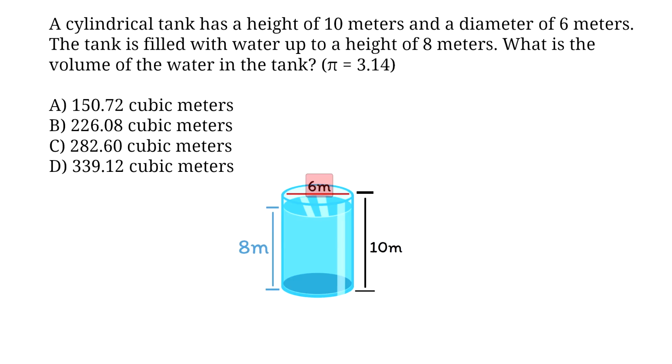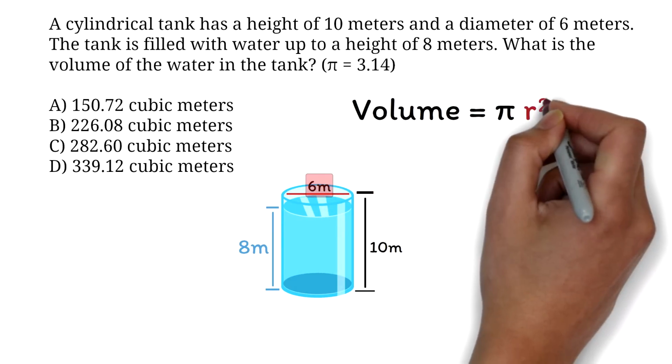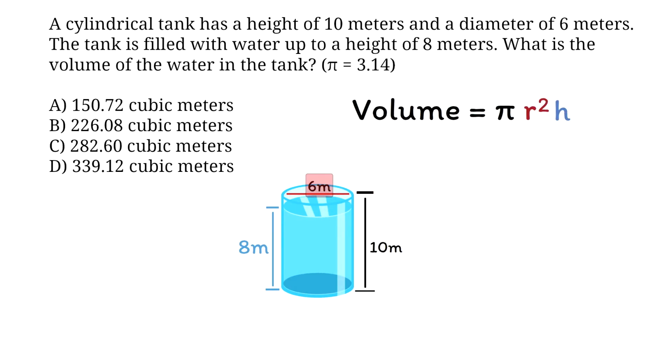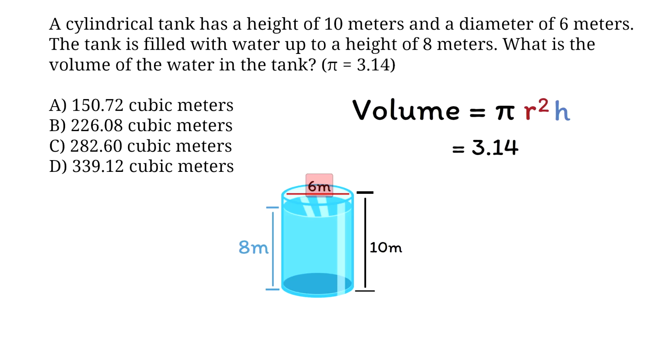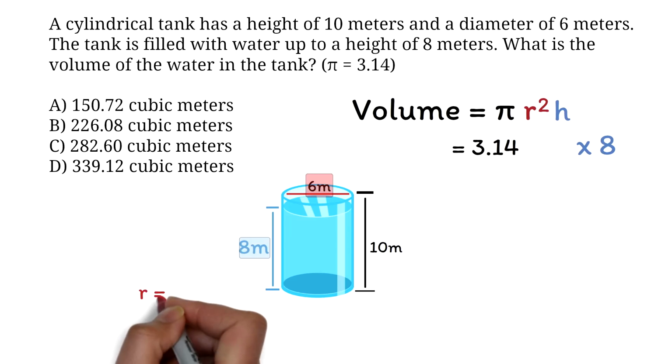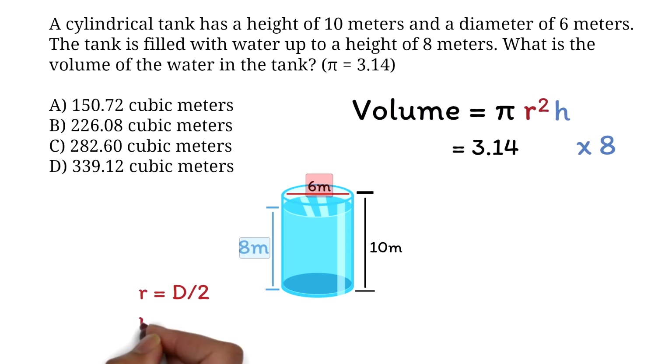The formula for finding the volume of the water is pi r squared h. Pi has been given to us. It is 3.14. We know the height as 8 meters. We don't know the radius. However, we have been given the diameter of the cylinder as 6 meters. Radius is diameter divided by 2, so the radius is 6 over 2, which is 3.